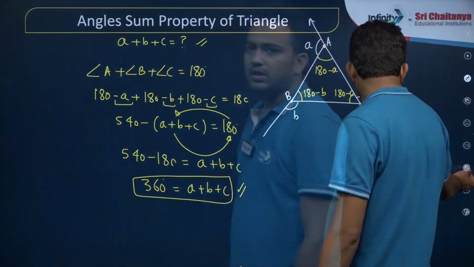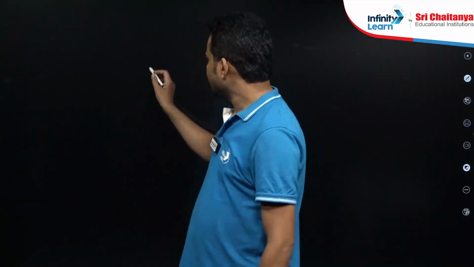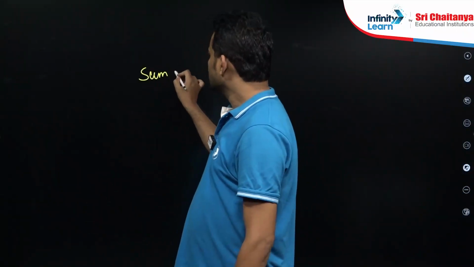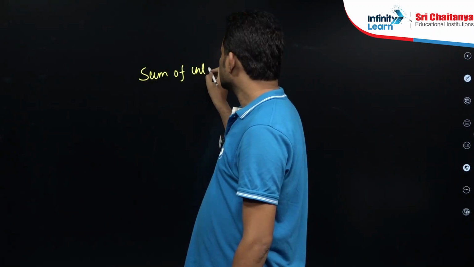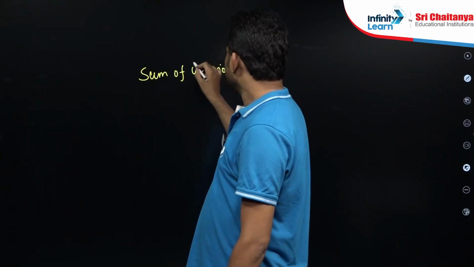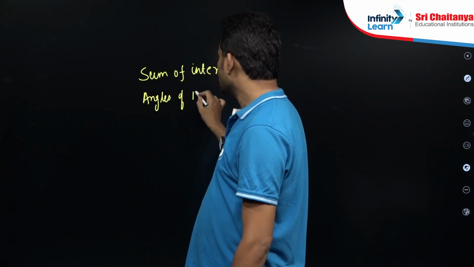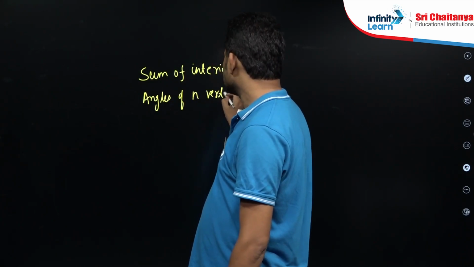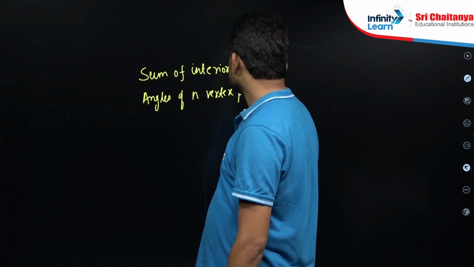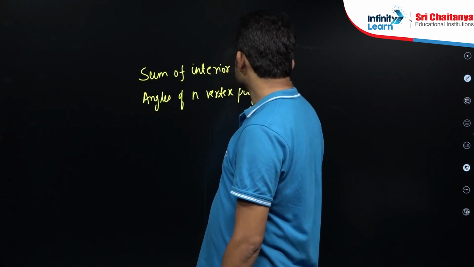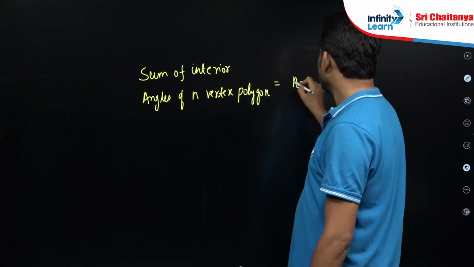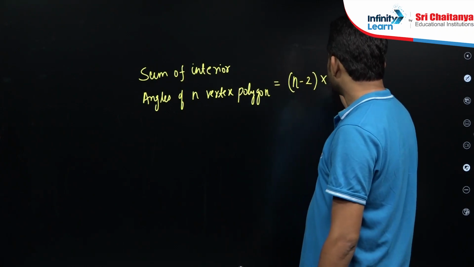And there is a formula to find the sum of interior angles, right? What is the formula? If n is the number of sides, please note down this formula. Sum of interior angles of an n-sided polygon is (n minus 2) into 180 degrees, right?